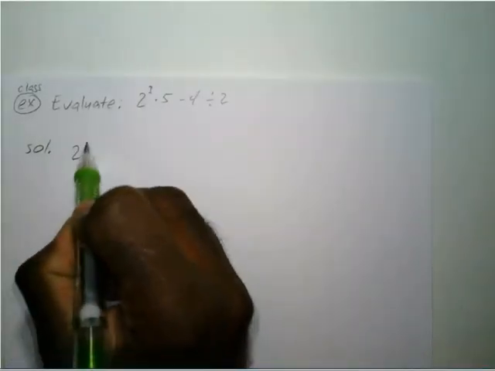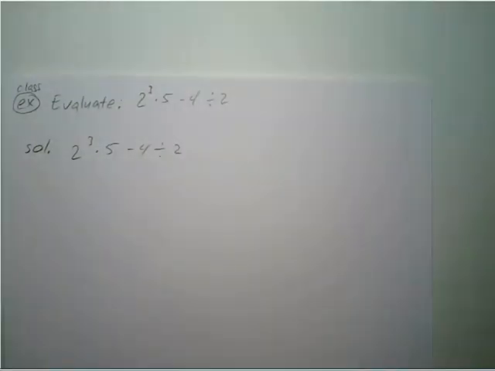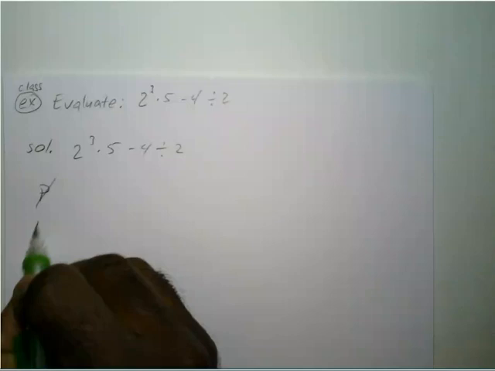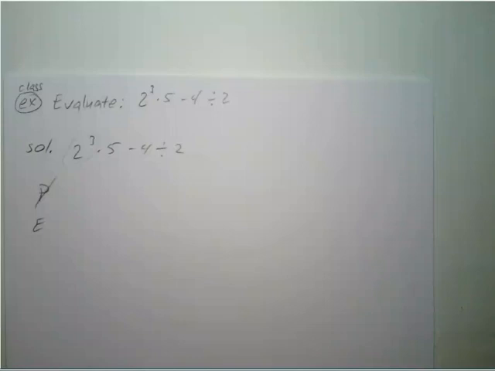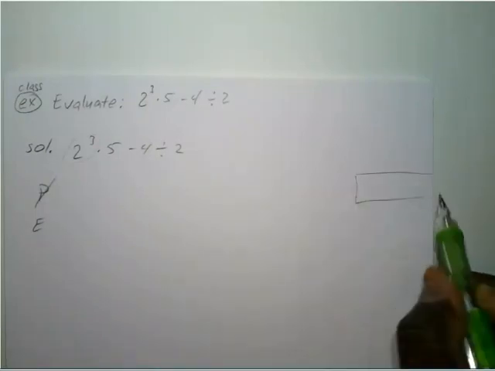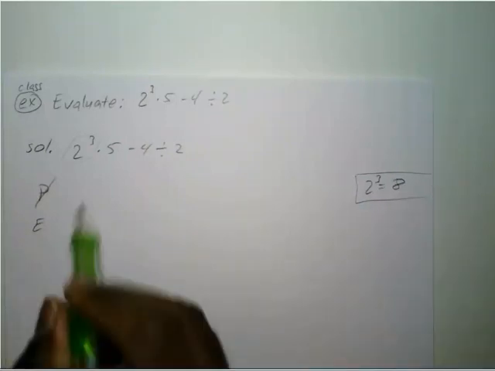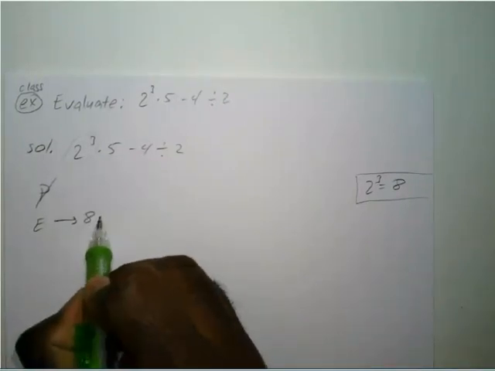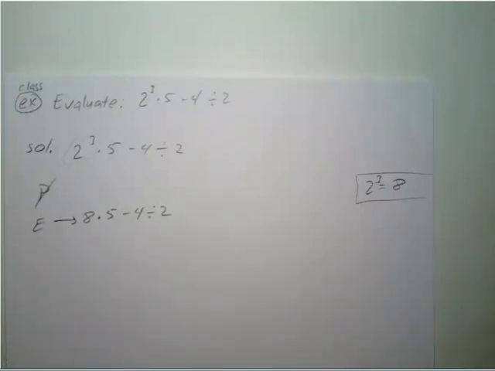I'm just going to rewrite it. 2 to the third times 5 minus 4 divided by 2. Okay, so do we have any parentheses? Nope, no parentheses, so we can go ahead and skip that. Do we have any exponents? Yes, we do. We have an exponent right here. So we know that 2 to the third power is 2 times 2 times 2, which is 8. So instead of 2 to the third times 5, it becomes 8 times 5 minus 4 divided by 2. We don't have any more exponents, so we can move on to the next one.